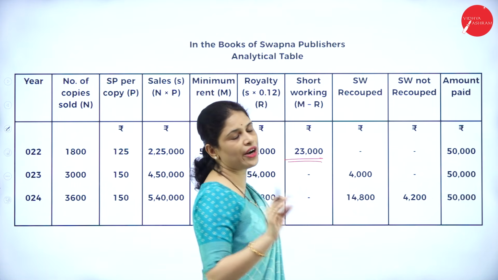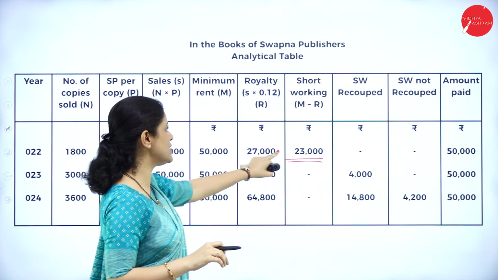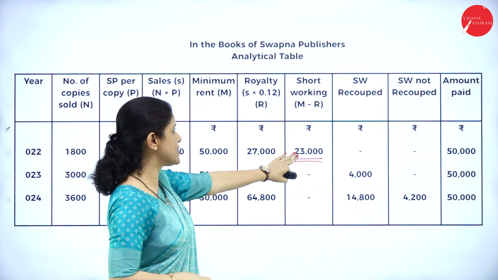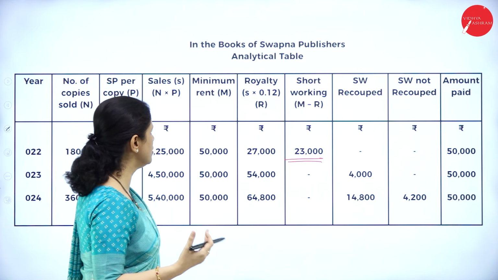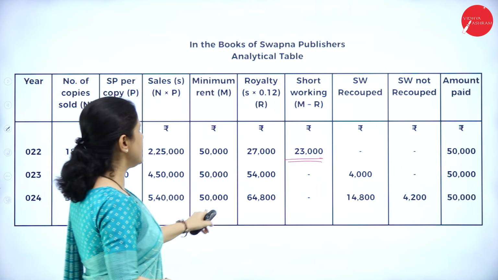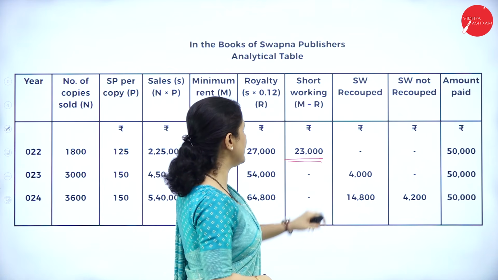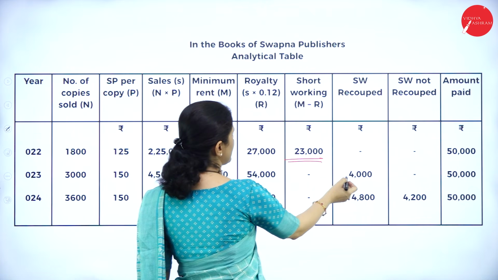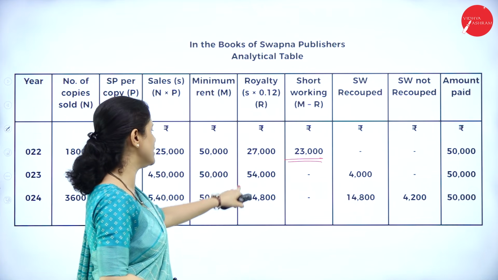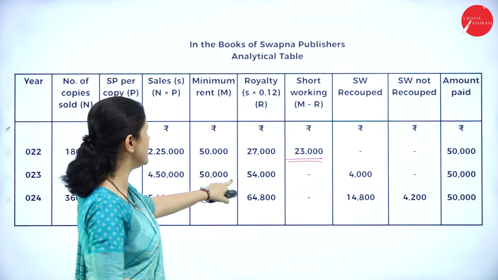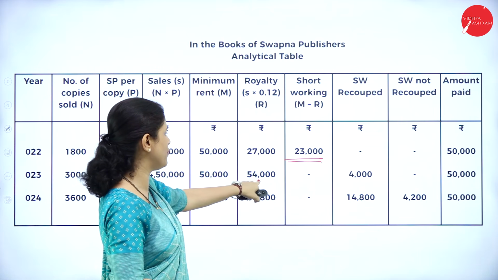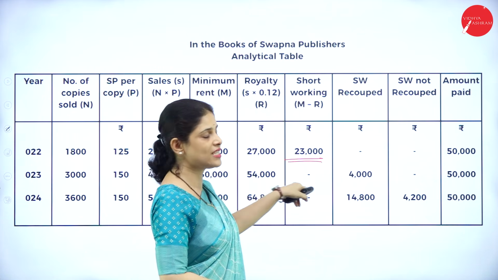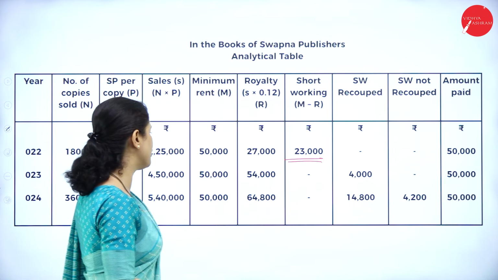So first year we cannot recoup this short working because there is short working and there is no amount to pay. But here, second year, how much is short working recouped? Short working recouped is 4,000. How 4,000? Because here it is 50,000 and royalty payment is 54,000. So how much excess we have? 4,000. That we have to write.